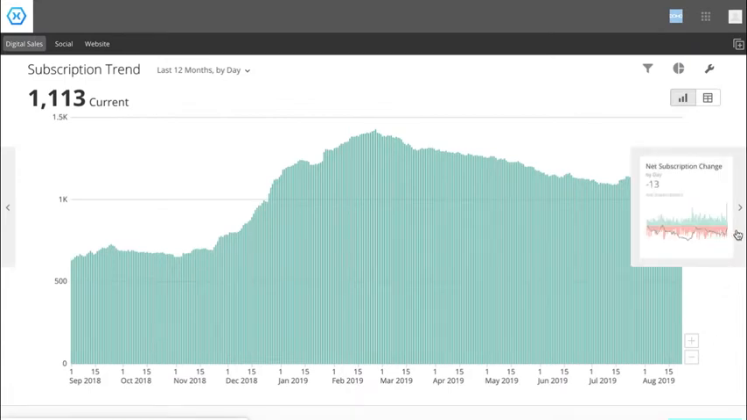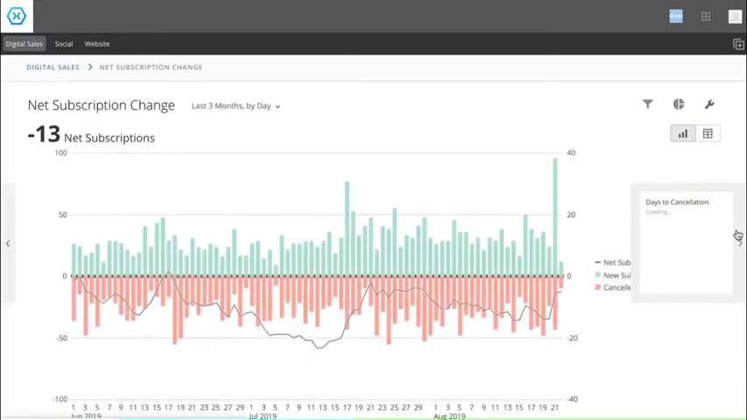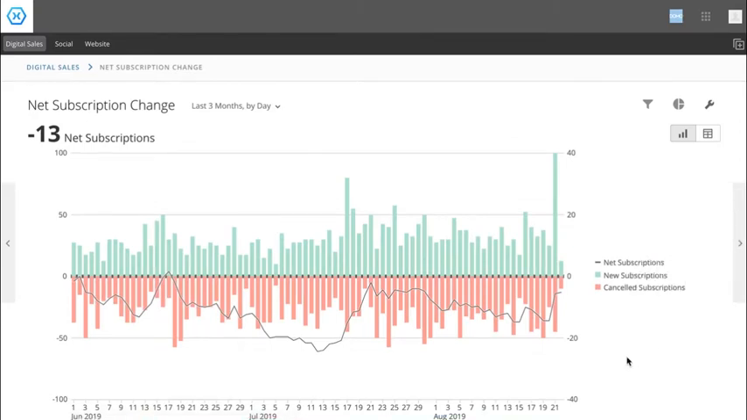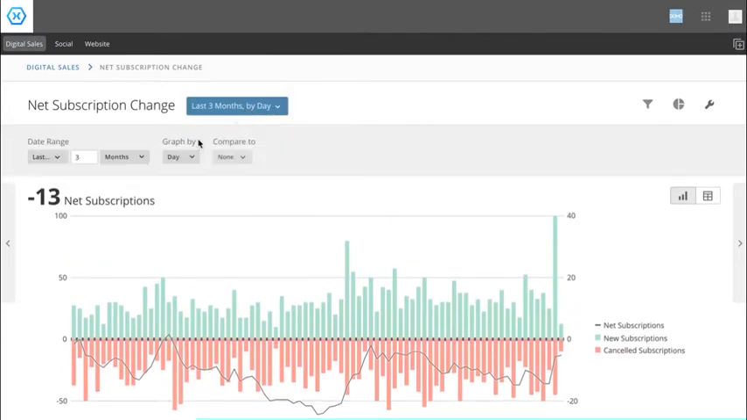So I'm going to just click to the next one over here. This is showing the net subscription change. So this is the same data as the other card, but a little more detail on what's impacting the trends in terms of how many new subscriptions are you starting versus how many are falling off every single day. And we're filtered to the last 3 months by day right now. But again, always check out these date filters to see if there's anything else you want to see here.